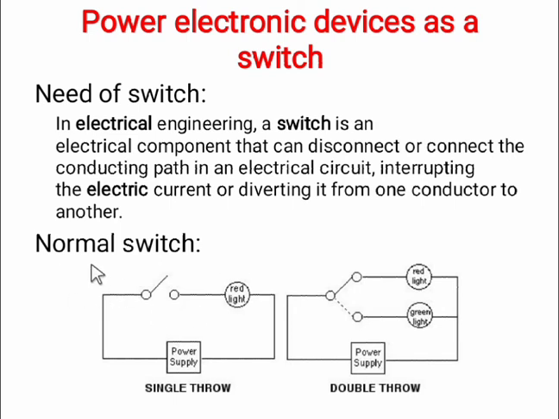So there are many types of switches. The first one is the normal switch, the toggle switch. When this terminal is made to connect to this, it turns on the load. This is a single throw switch. It has only two terminals, 1 and 2. This is the double throw switch, so it can divert the path of current from one conductor to another conductor.